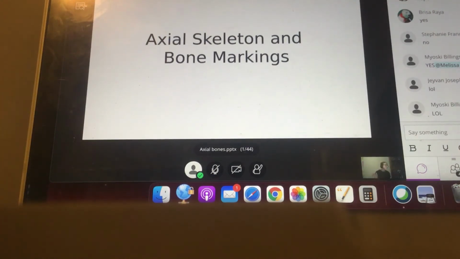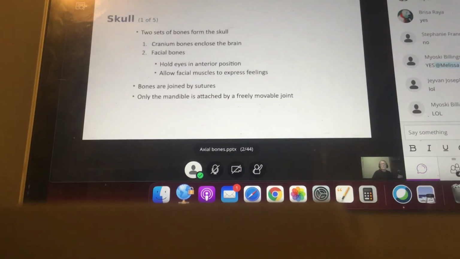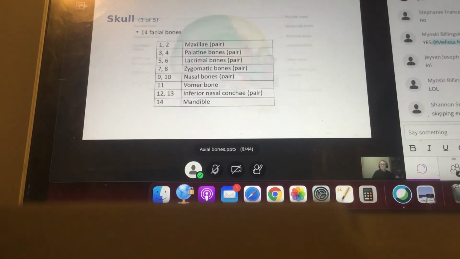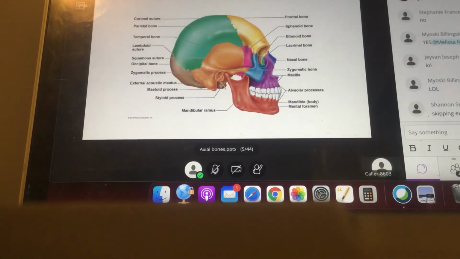What are we going to start with? We're going to start with axial. It's on the left. First, we're going to start with the cranium, the skull. So let's go. This is exercise 10. Exercise 10 is basic bones. If you look on page 62, getting ready for the lab midterm is the basic bones. That's what we're working on. We're just going to go down the list. Does that make sense, Shannon?